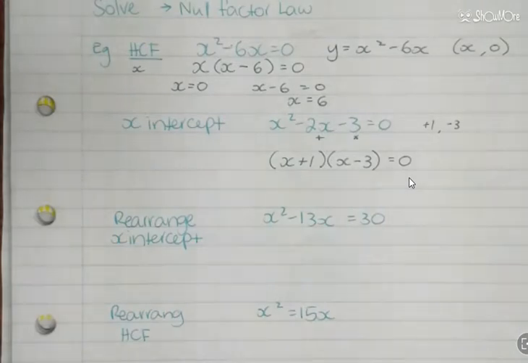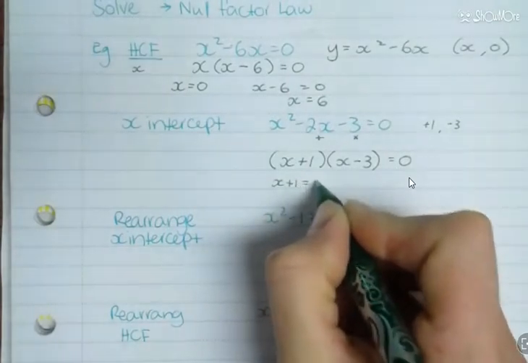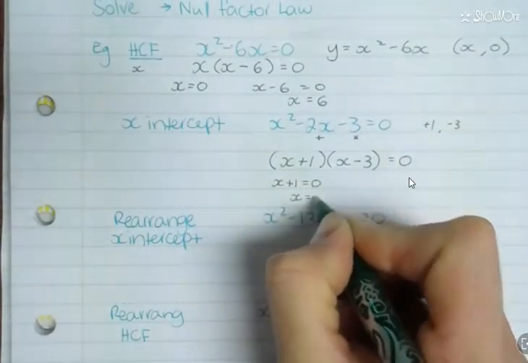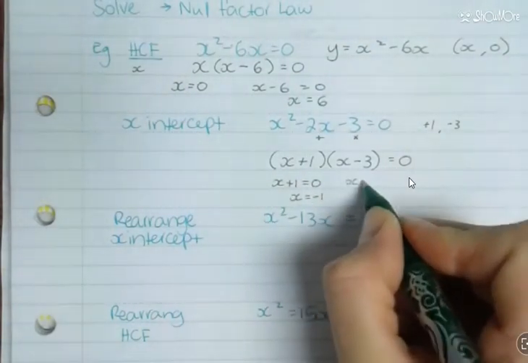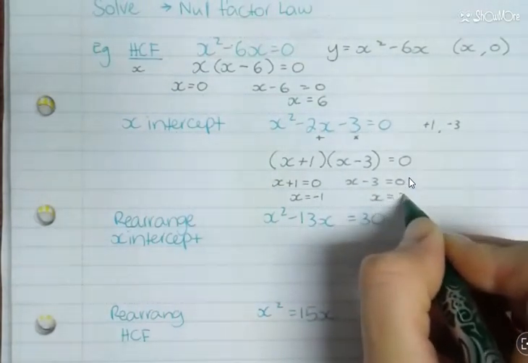So therefore, each x value is the opposite of the number that's in there. Okay? X plus 1 has to equal 0, so x must be -1. X subtract 3 also has to equal 0, so x must be equal to 3.